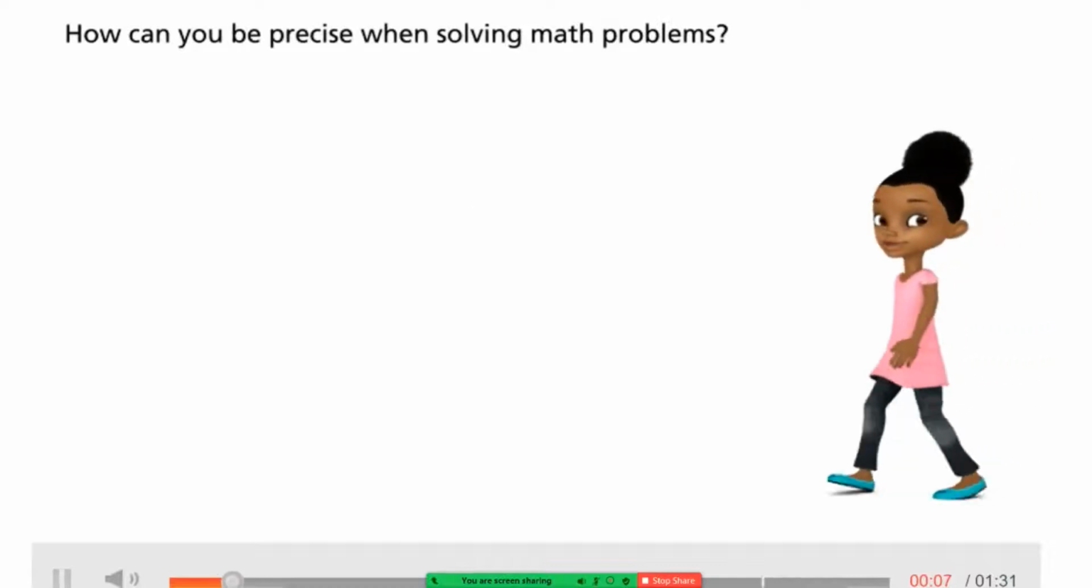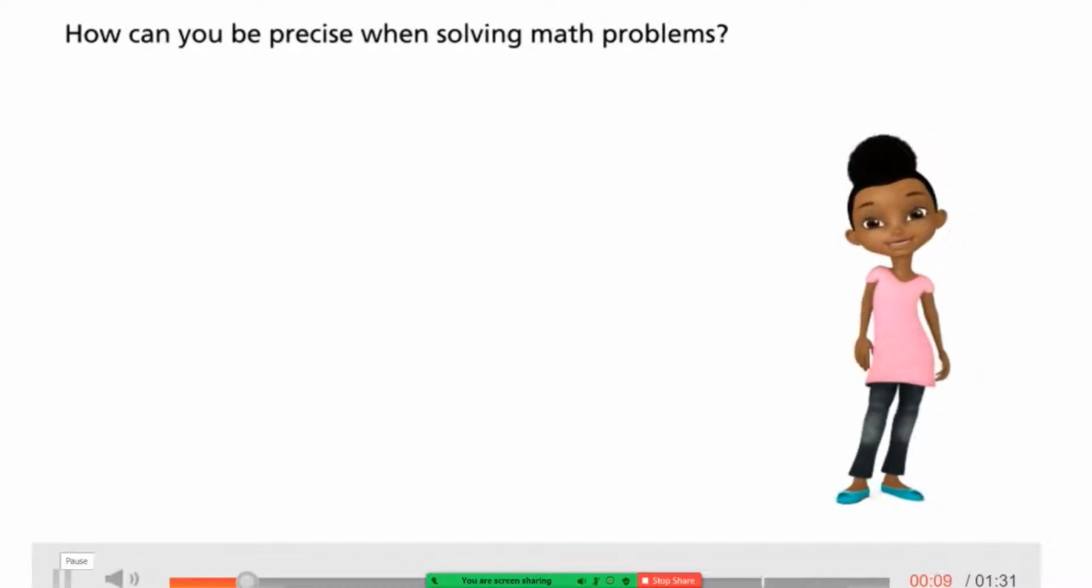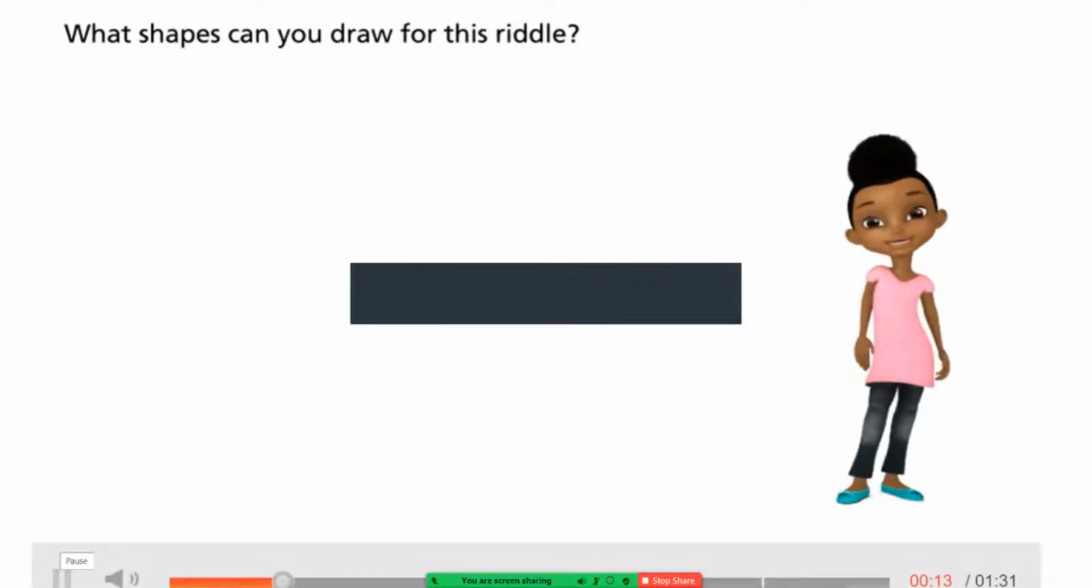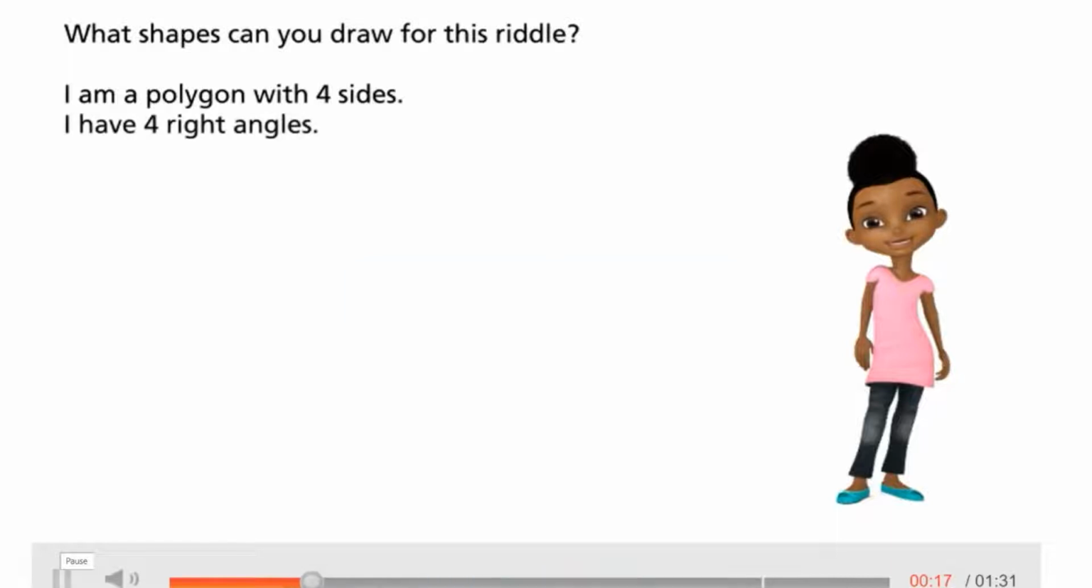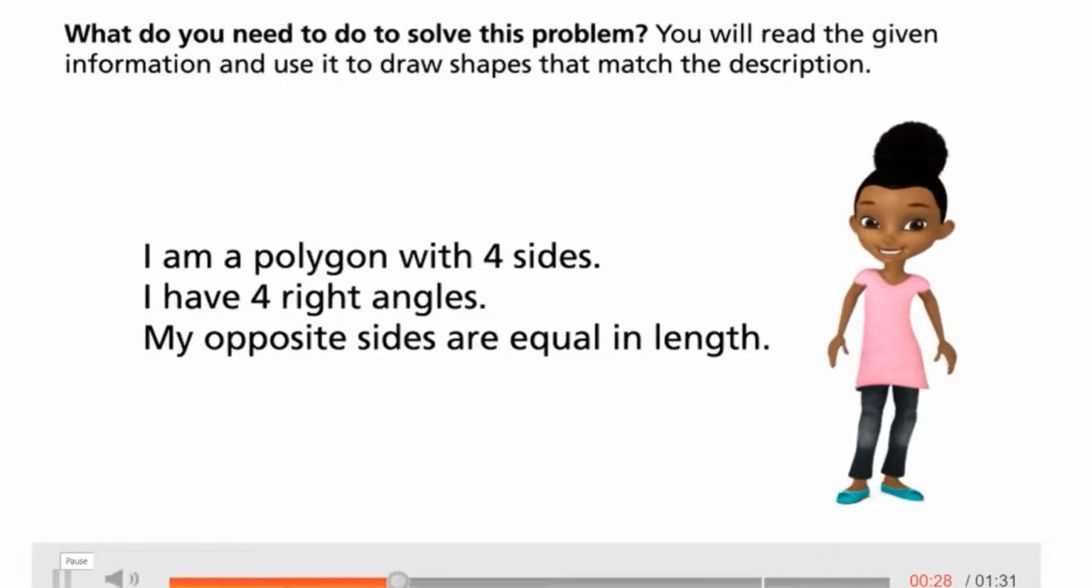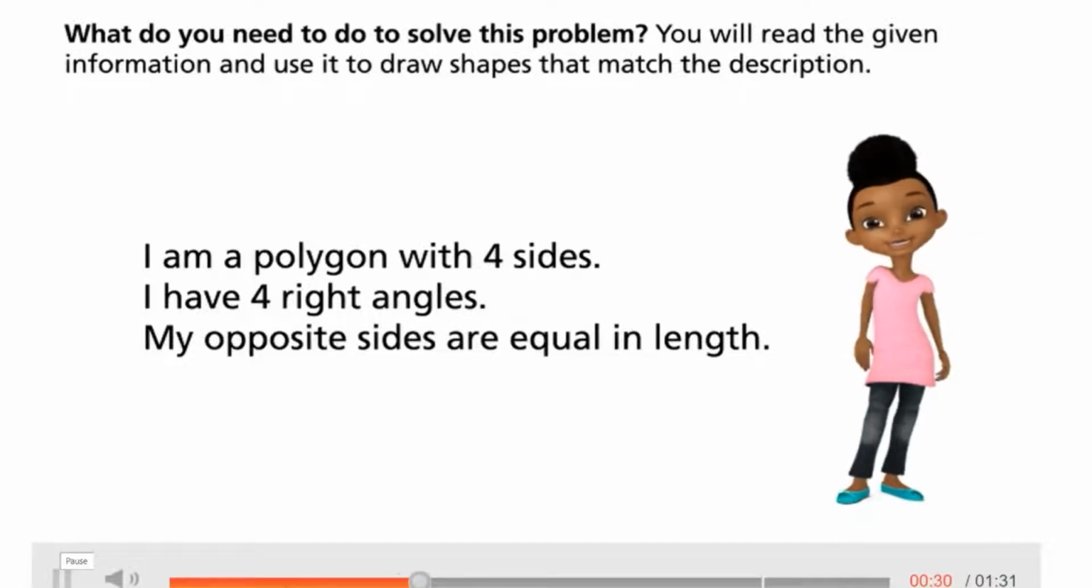How can you be precise when solving math problems? What shapes can you draw for this riddle? I am a polygon with 4 sides. I have 4 right angles. My opposite sides are equal in length. What do you need to do to solve this problem? You will read the given information and use it to draw shapes that match the description.